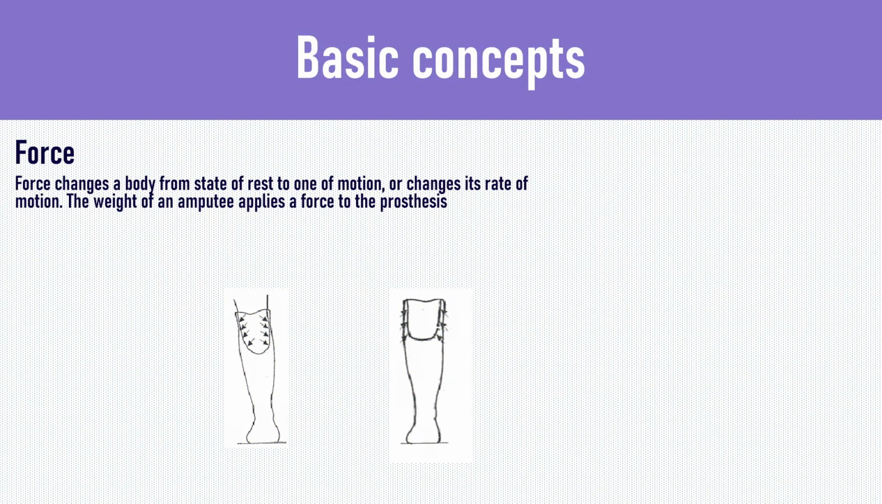So force changes a body from state of rest to one of motion, or changes its rate of motion. The weight of an amputee applies a force to the prosthesis. In these two images, we can see the patient is applying force to the prosthetic socket, and prosthetic socket is also giving a reaction force to the residual limb of the patient.